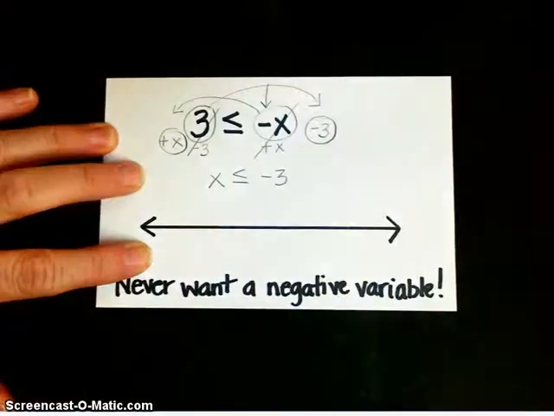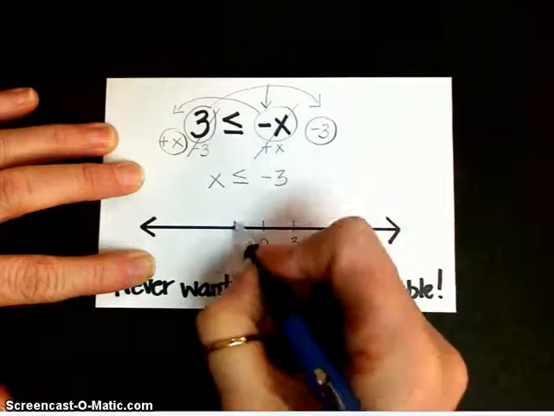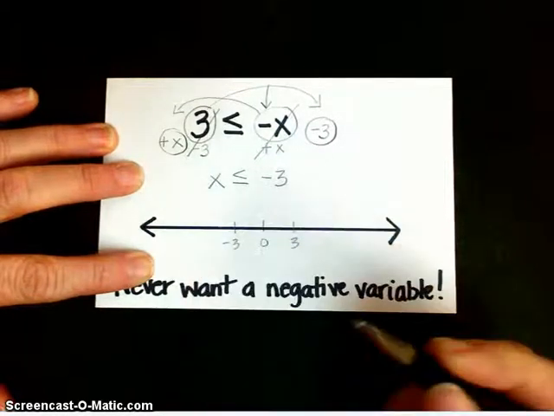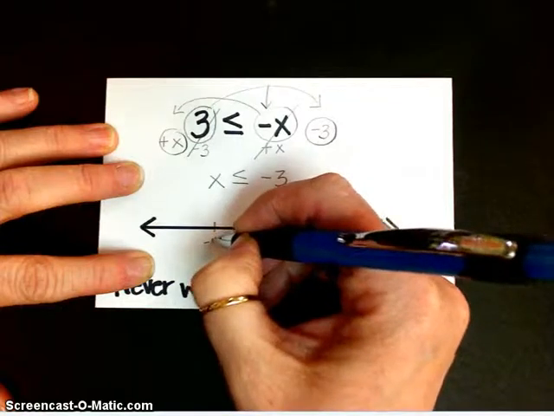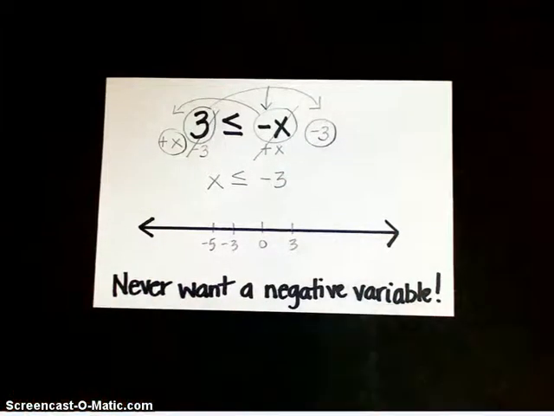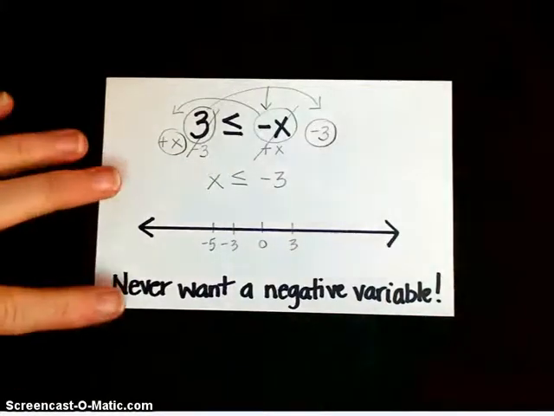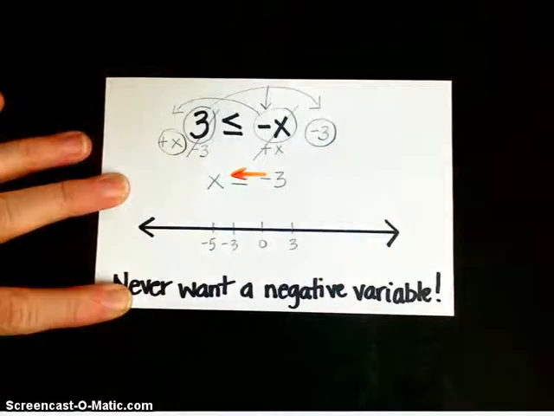So now let's graph it. Here's 0, here's 3, here's negative 3, and again we'll go ahead and put a negative 5 right there just to kind of help us out, make sure we're doing it the right way. Here's the trick. Is our letter to the left? Yes. So, in the inequality, this arrow tells us which way our arrow needs to go on our number line.